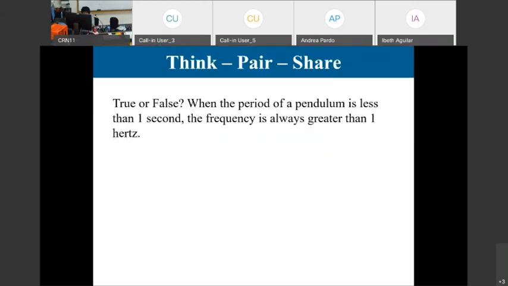Everybody, you're looking at the slides. When the period of the pendulum is less than 1, the frequency is always greater than 1. True or false? When the period of a pendulum is less than 1 second, the frequency is always greater than 1. Anybody? It's true. Any number less than 1 and greater than 0.